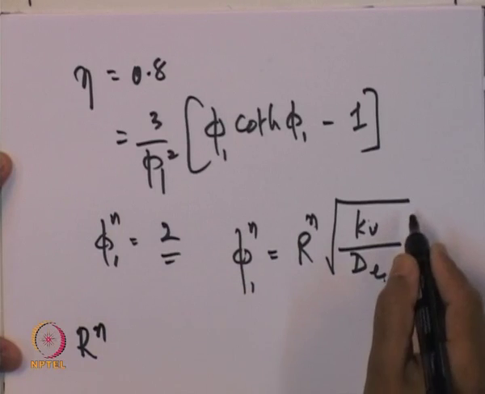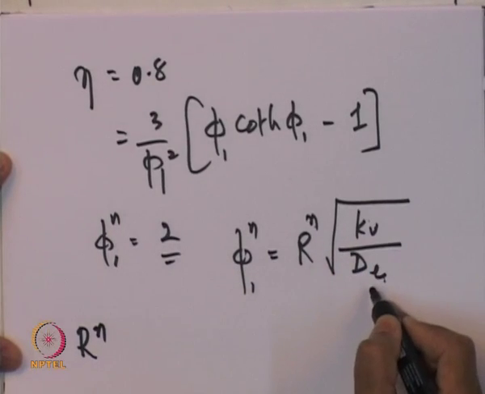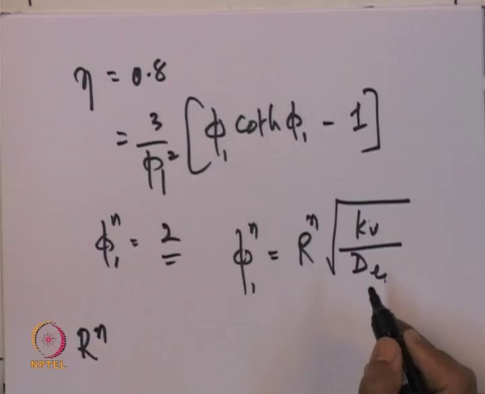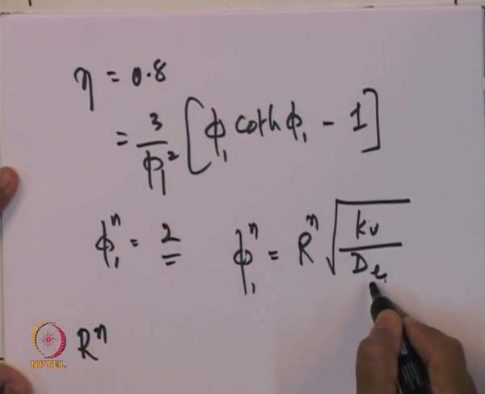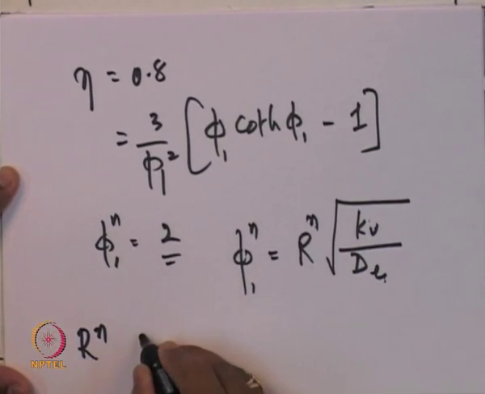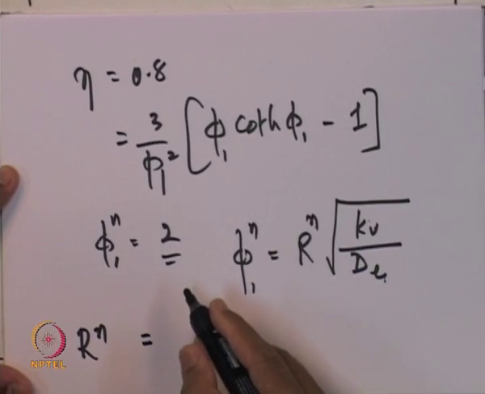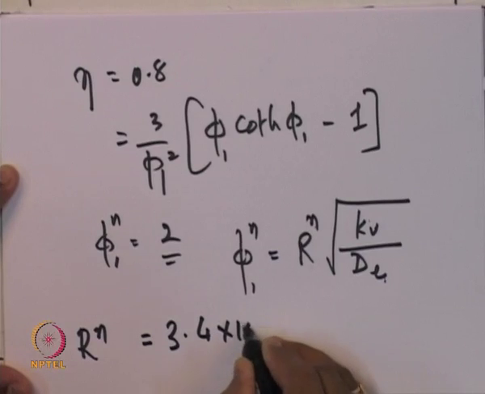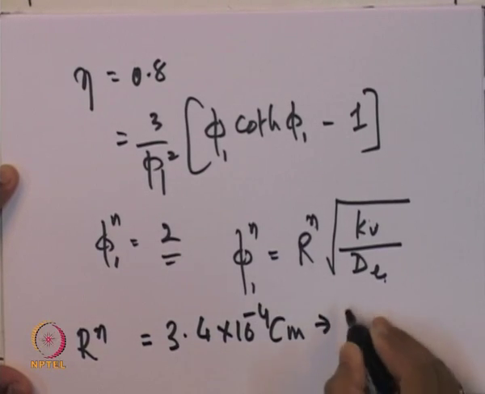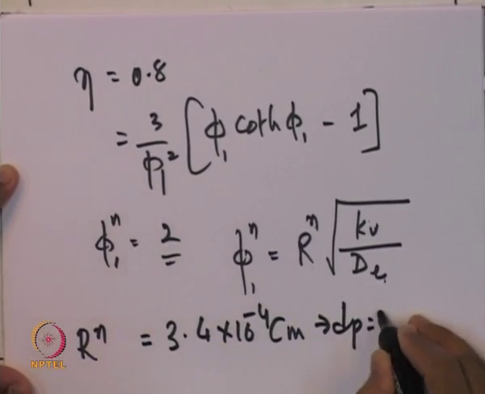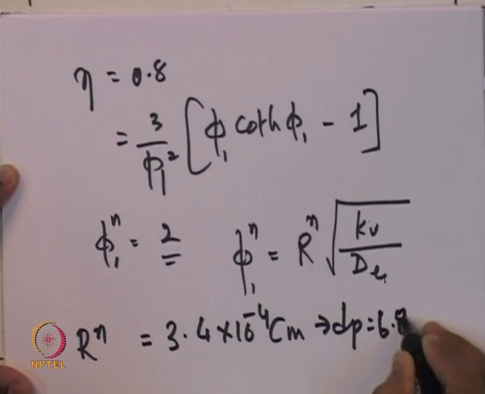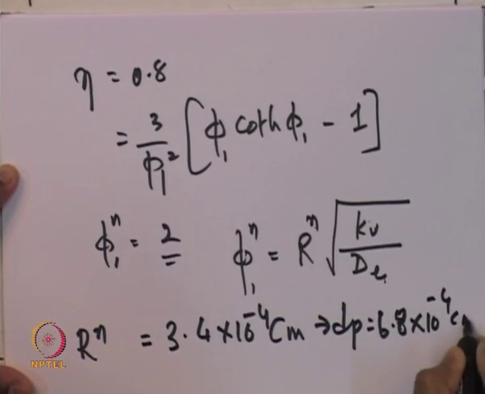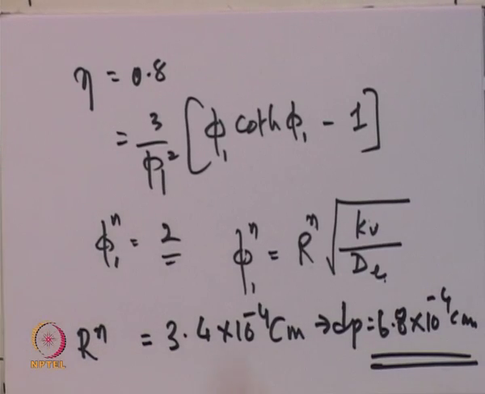if I substitute for phi and KV that I have calculated, 36 whatever, 1000 or lakh or whatever, and diffusivity, I am going to get R is equal to 3.4 into 10 raised to minus 4 centimeter, which says DP is equal to 6.8 into 10 raised to minus 4 centimeter. So, this is my answer.